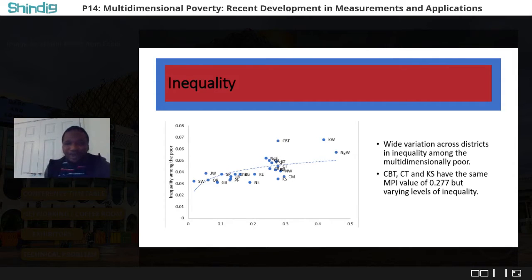Then, like I indicated, we also assessed the level of inequality amongst the multidimensionally poor following the Alkire-Foster methodology. I've provided a graph there showing inequality amongst the poor versus the MPI. You can see wide variation across districts in terms of inequality amongst the multidimensionally poor. For example, if you take CBT and CT, those are administrative districts in Botswana. They have the same MPI value of 0.277, but in terms of inequality, CBT is high on that graph, showing that even though they have the same MPI values, there is disparity in inequality amongst the multidimensionally poor. Next slide.